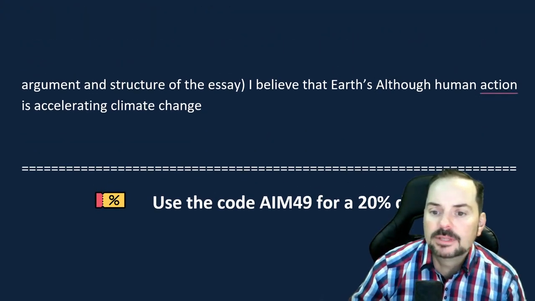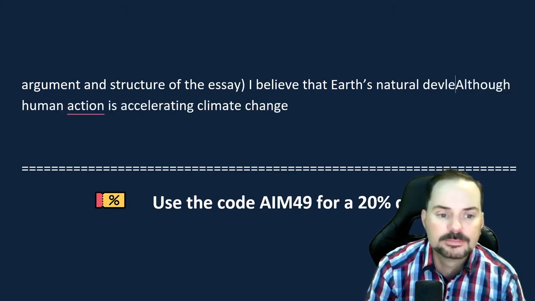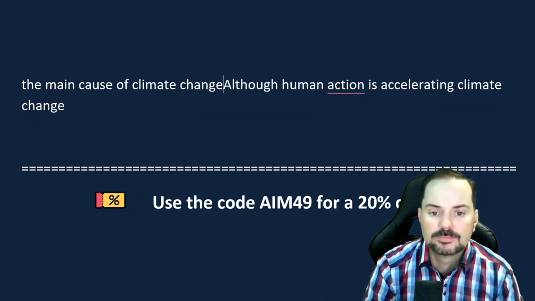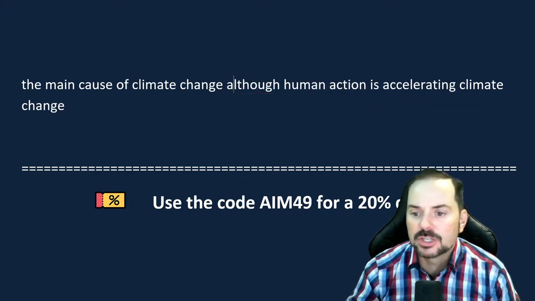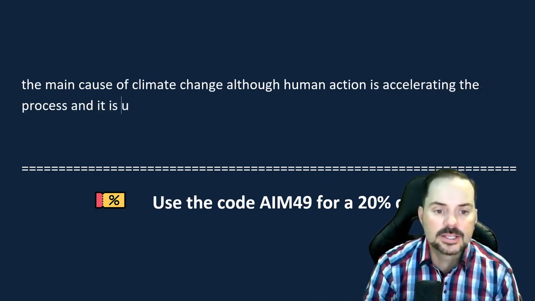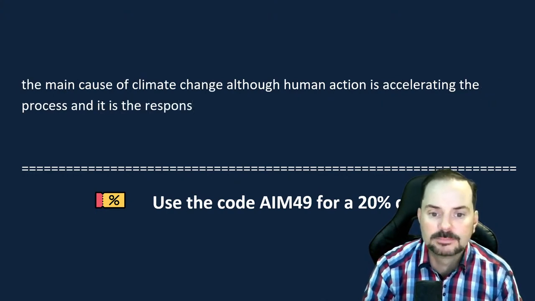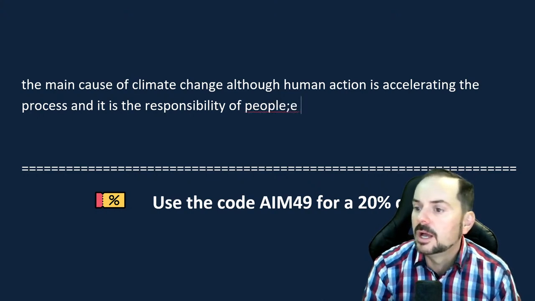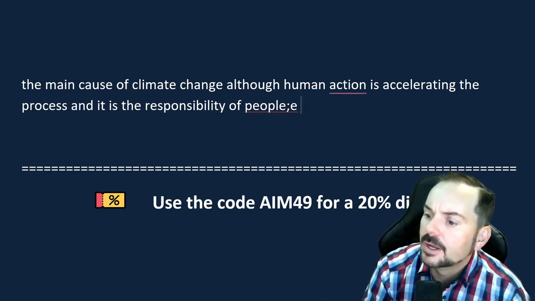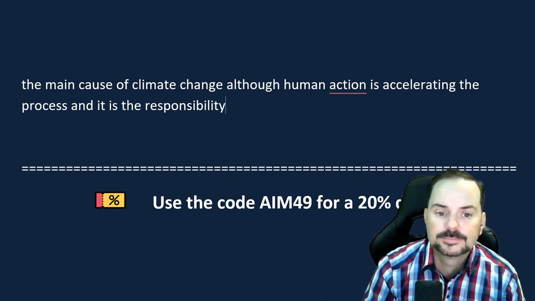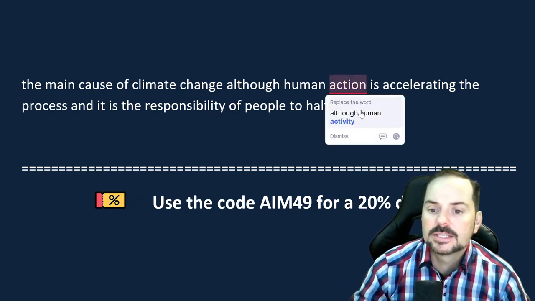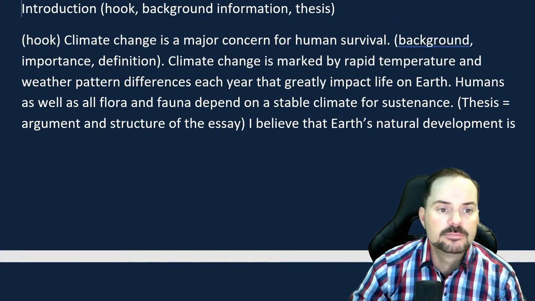Okay. So I believe that Earth's natural development is the major or the main cause of climate change, although human action is accelerating the process, and it is up to people, and it is the responsibility of people to, let's see what Amrit wrote there, to halt it. Okay, so that is my thesis statement.